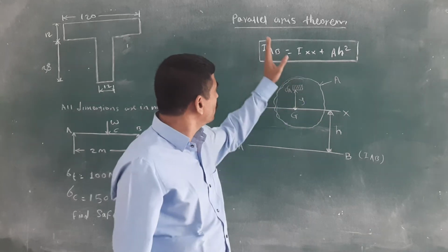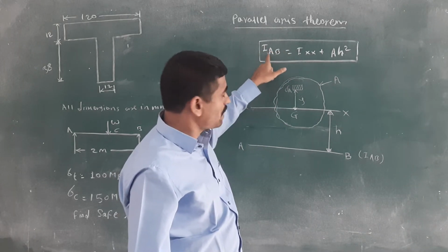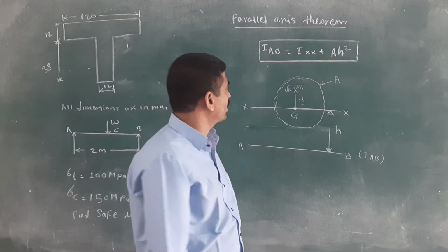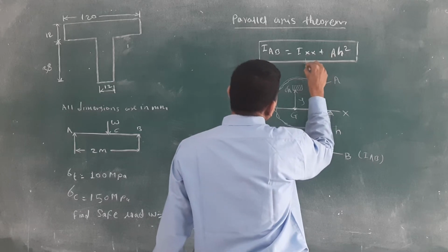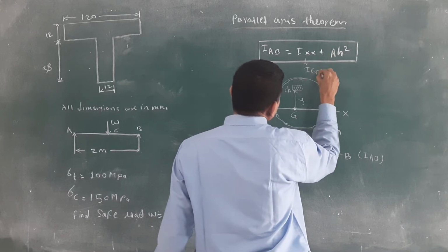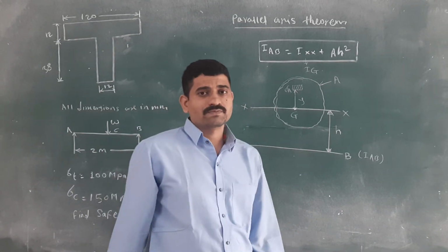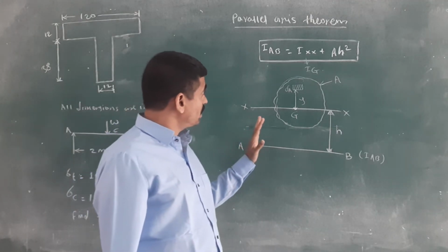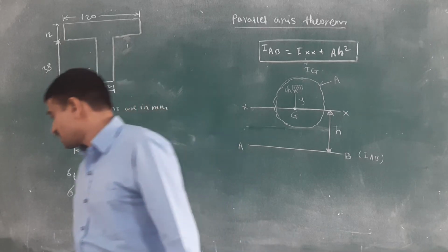Are all of you getting what the parallel axis theorem is? You have to remember that equation: IAB is equal to IXX plus A h square. In some books IXX is replaced by IG, which is again the moment of inertia about the centroidal axis. We will solve the unsymmetrical numerical with the help of that parallel axis theorem.